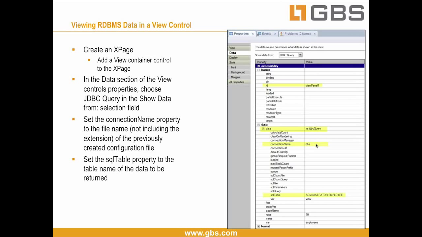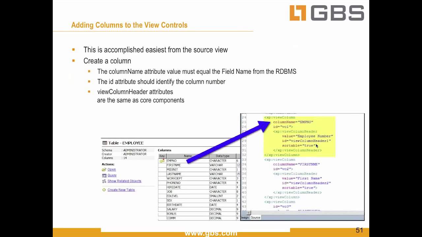And then you have to have a variable name for the view itself. We just call that view 1. We tell the number of rows to return, and then a variable for, again, the view itself. So we set the connection name, set the SQL table property, and that's what's going to allow us to go in and get to the data.